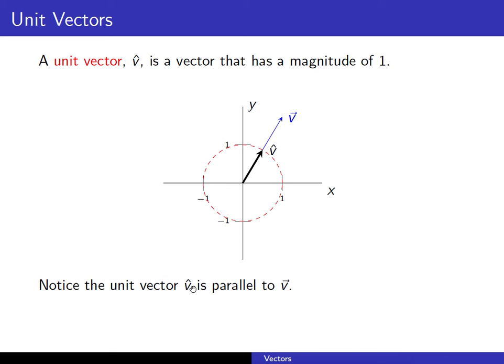And notice how the unit vector is parallel to the original vector. In fact, it's always going to lie directly on top of it, and since they're pointing the same direction, we say they're parallel. But it's not always going to shrink the vector down, because if our original vector, let's say, had a length of a half, we'd have to double it to get our unit vector.